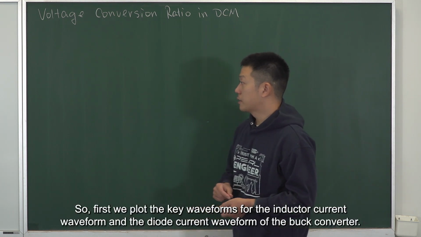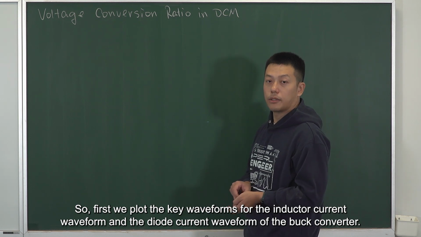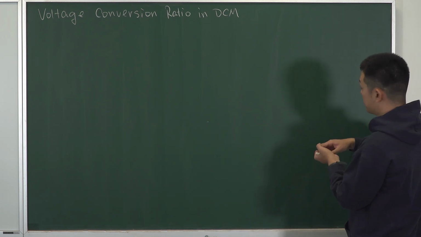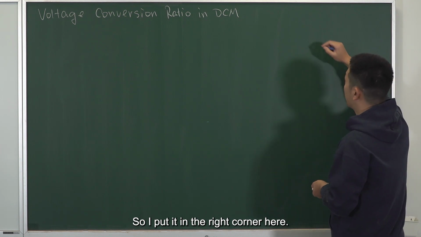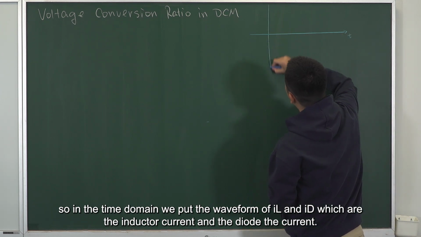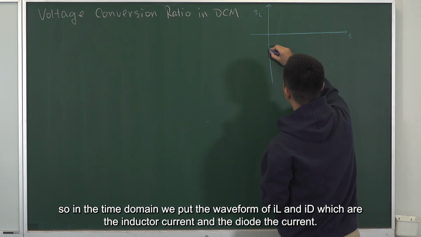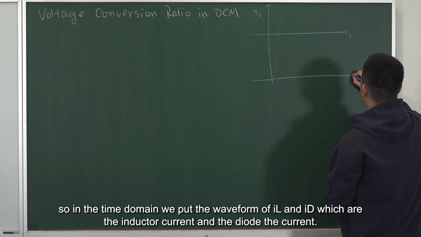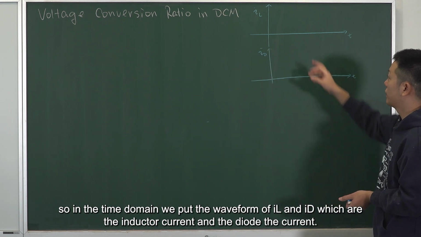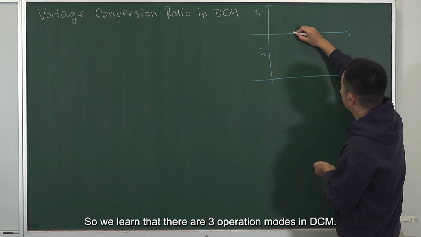So first, we plot the key waveforms for the inductor current and diode current of the buck converter. I put it in the right corner here. In the time domain, we put the waveforms of IL and ID, which are the inductor current and the diode current. We learned that there are 3 operation modes in DCM.